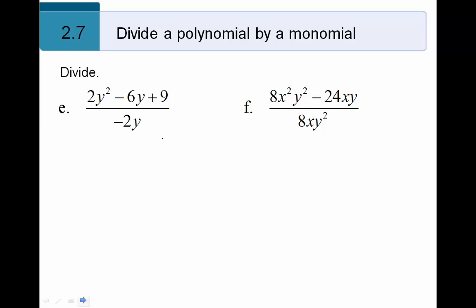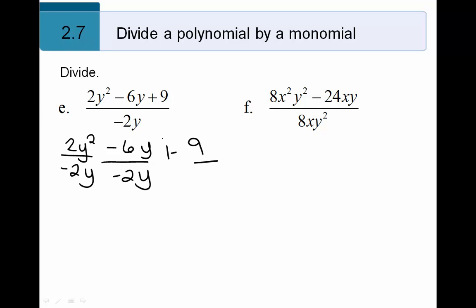All right, let's watch our signs on this one because we have 2y squared divided by negative 2y. We have negative 6y divided by negative 2y. And we have positive 9 divided by negative 2y. So 2 divided by 2 is 1, but a positive divided by a negative is negative. We have y to the 2 minus 1, which is y to the first. A negative 6 divided by a negative 2 is a positive 3. Y divided by y is 1. So we're just left with the 3.